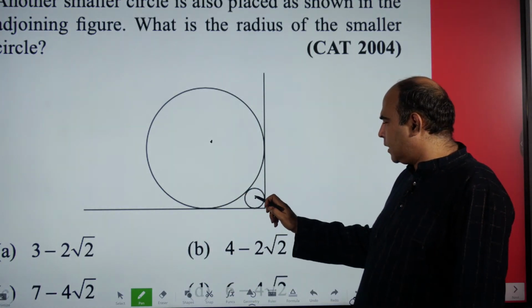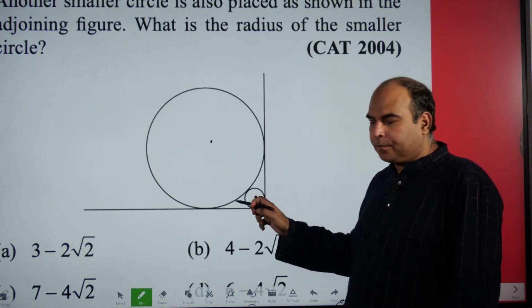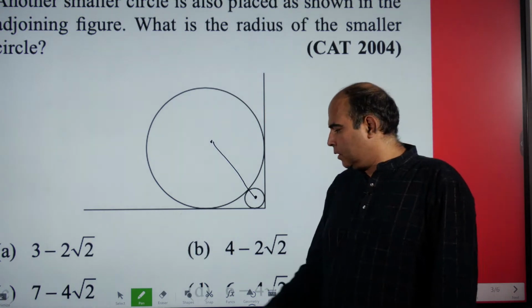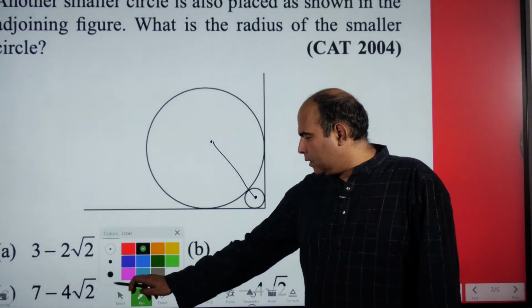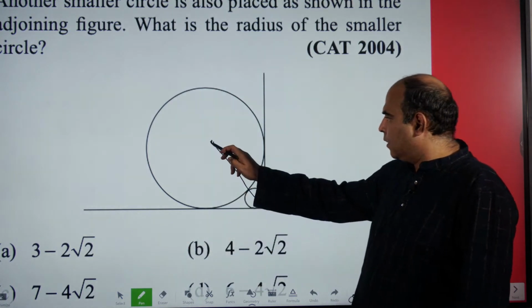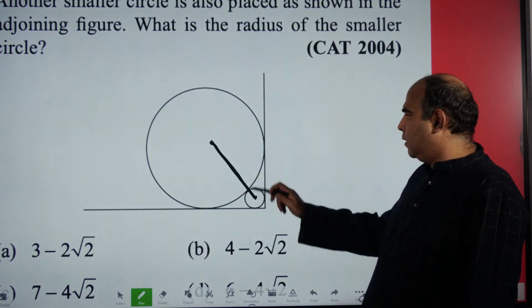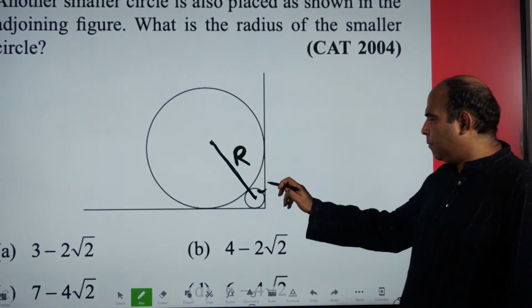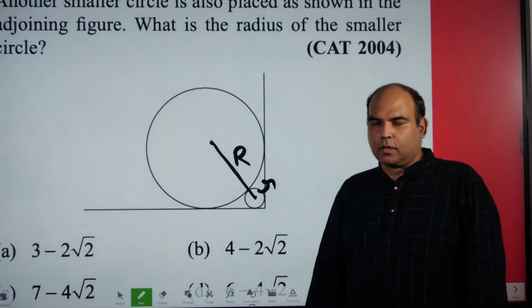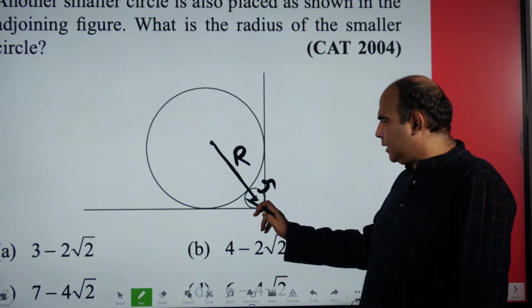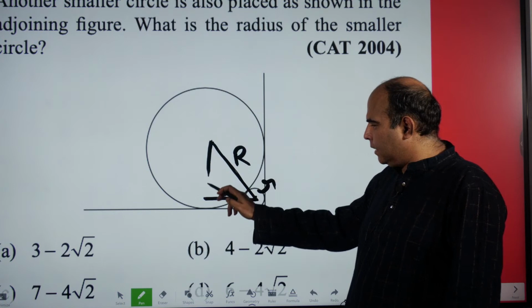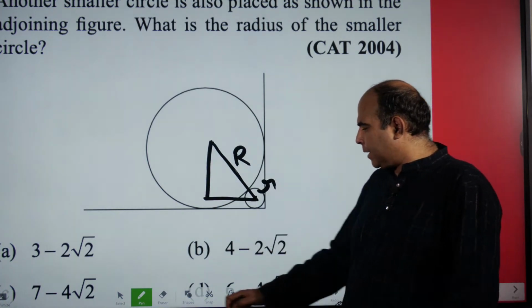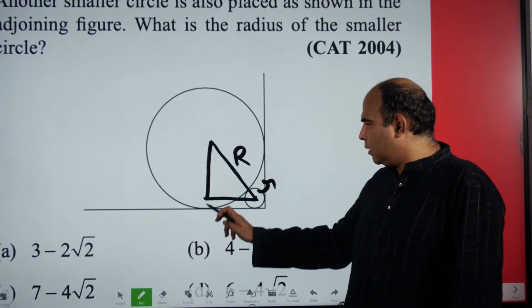If you think about this as the center of the circle, this line that I've drawn here represents R, which is the radius of the larger circle, plus r, which is the radius of the smaller circle. And both these lines represent R minus r. So why is this R minus r?